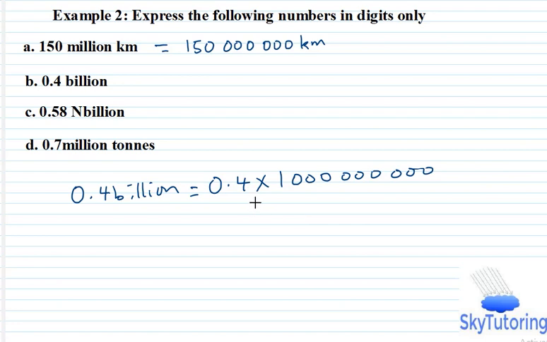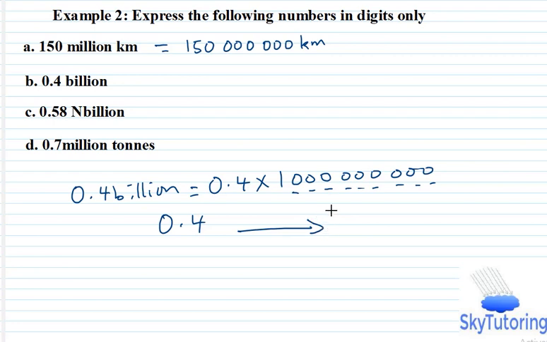Now, in the case of decimals, it's the same method as when we are multiplying powers of 10 by whole numbers, but in this case we are moving the decimal place. So how many zeros do we have here? We have 1, 2, 3, 4, 5, 6, 7, 8, 9, right? So we'll move this decimal place 9 places to the right.